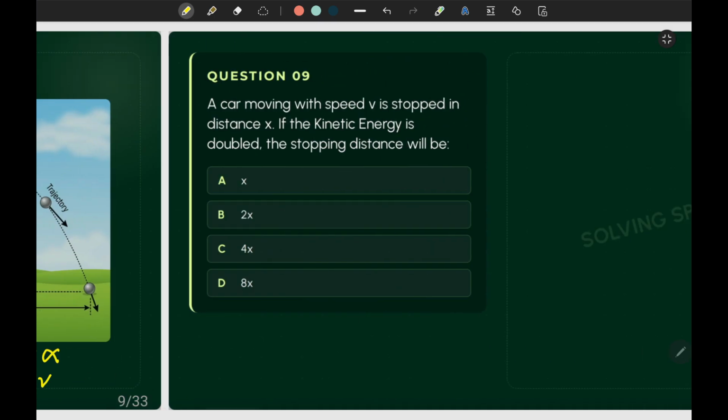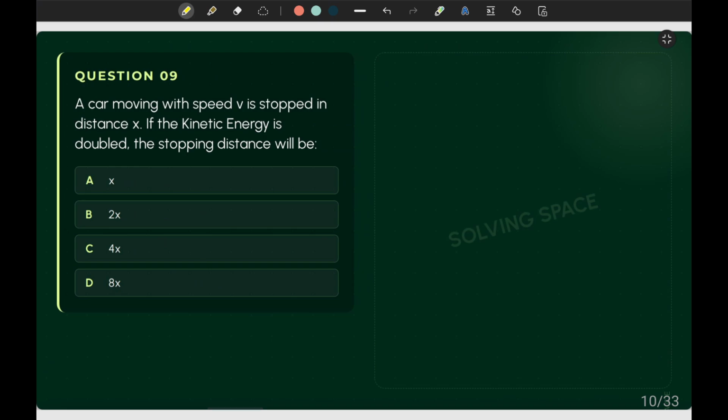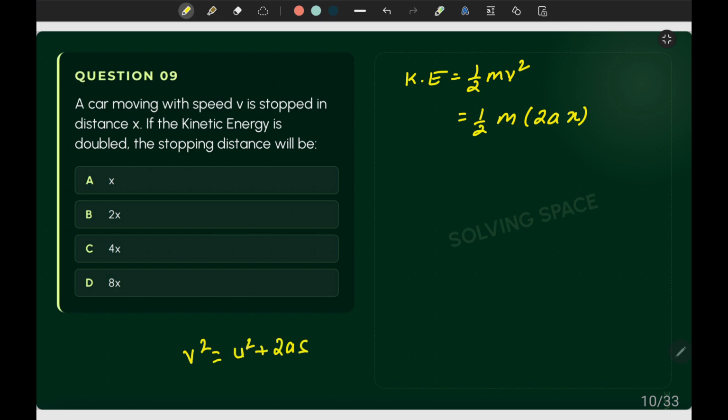Next, question number 9. A car moving with velocity v is stopped in distance x. If the kinetic energy is doubled, the stopping distance will be A, B, C and D. Now the concept we can use here is kinetic energy is equal to half mv square, or 1 by 2 m into 2ax distance. We have used the formula v square is equal to u square plus 2as. Here v is 0 and the distance is x in the question.